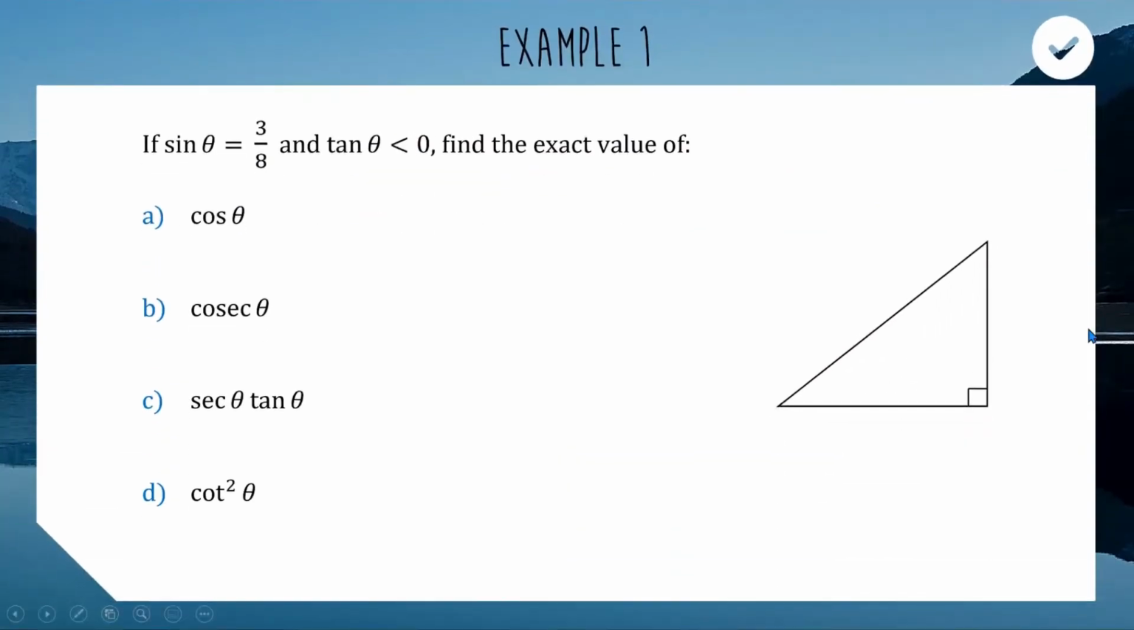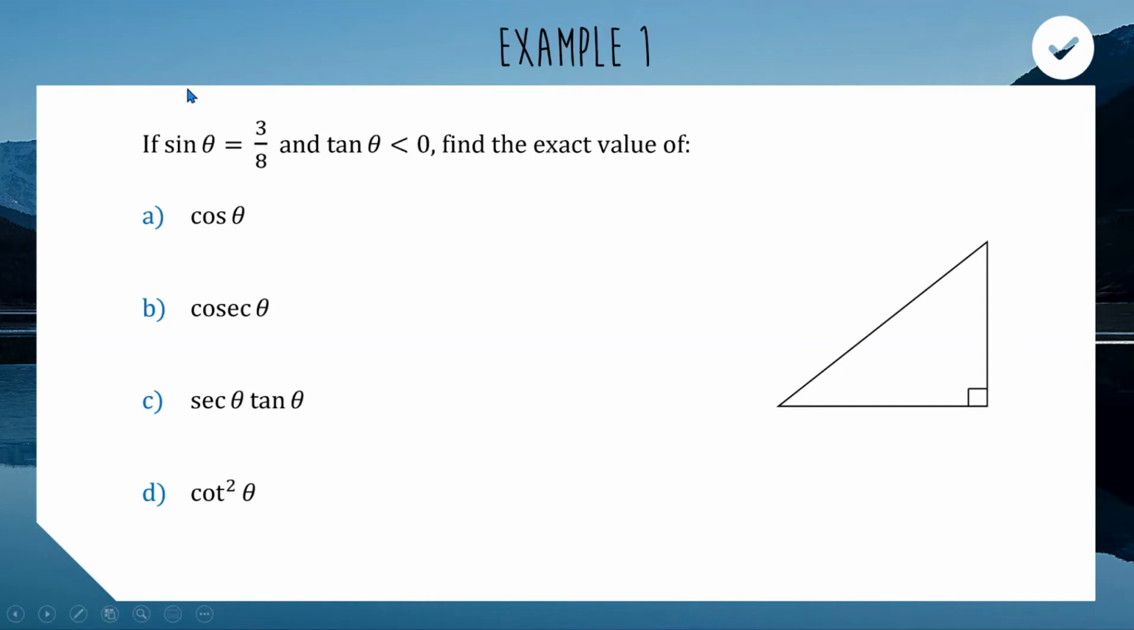Okay, there's the info for today's lesson. Let's have a go at some examples to try and help build some confidence. So first up, we have sine theta is equal to 3 over 8, and tan theta is negative. Find the exact value of these 4 expressions.